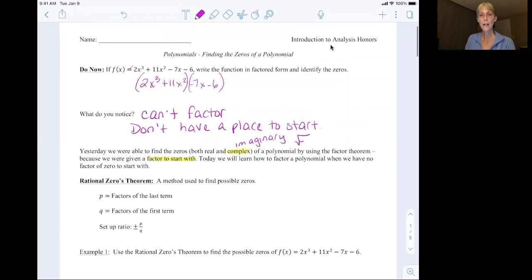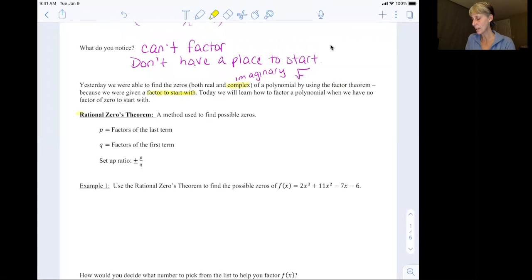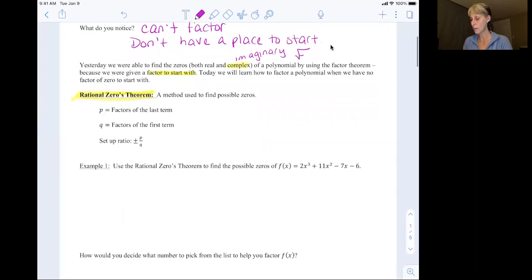Think about this. If we wanted to find a zero, of course we could cheat and go into the calculator, which is what we're going to do anyway. But we'd have to start plugging in numbers and see which number gives us a zero. So we're going to learn about a theorem today. It's called the rational zeros theorem, and it's a method used to find possible zeros, assuming you don't have a calculator to work with. So basically, when we're using the rational zeros theorem, we're going to identify and use P as the factors of the last term, and Q as the factors of the first term. And then we're going to set up a ratio of all of those factors.